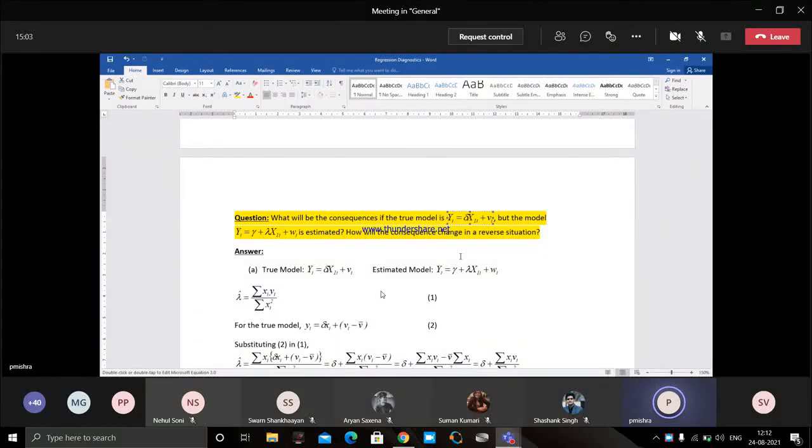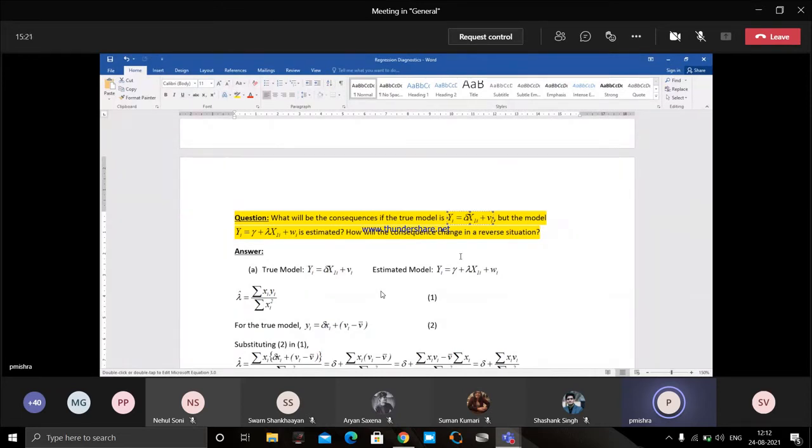in a reverse situation. So could you solve this problem? Could anyone solve this problem?